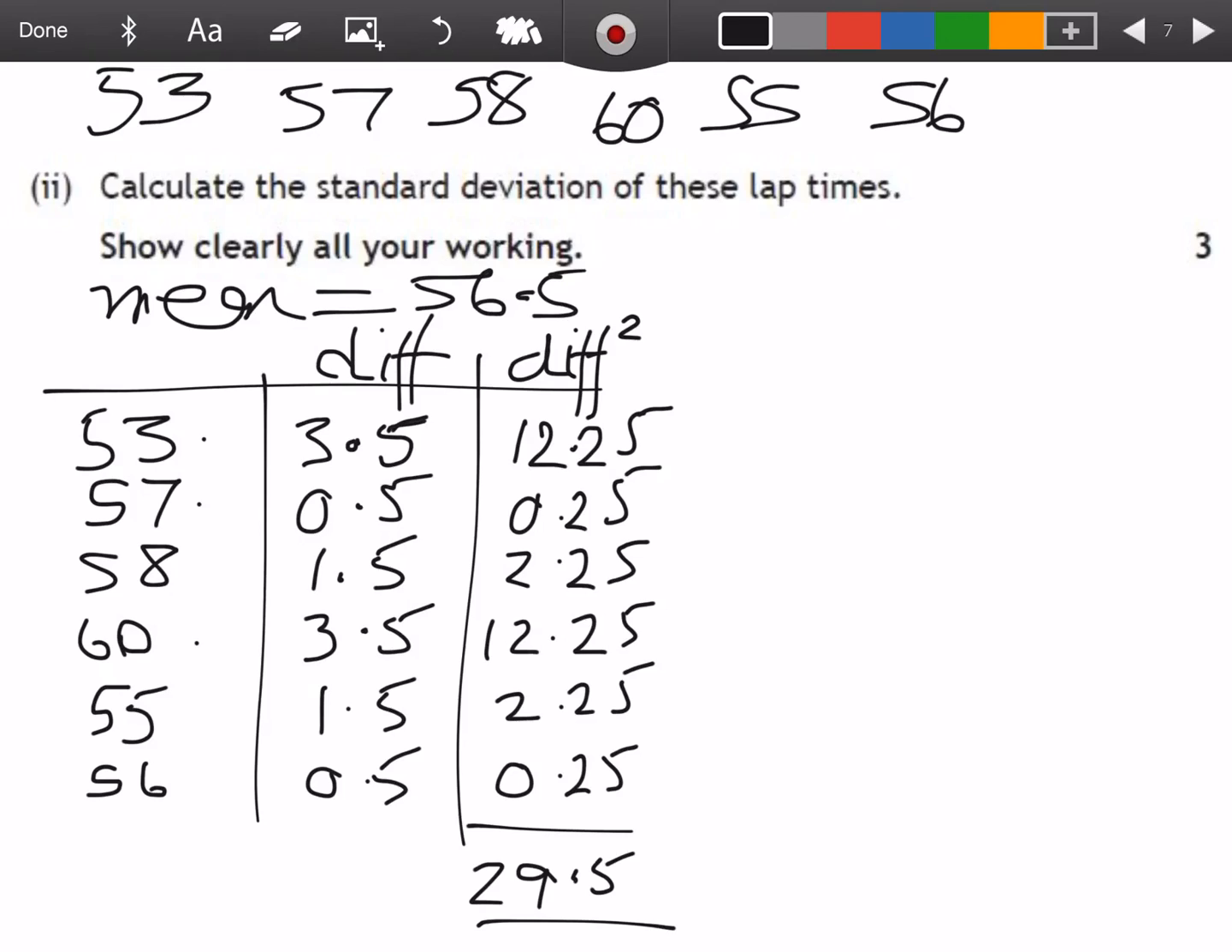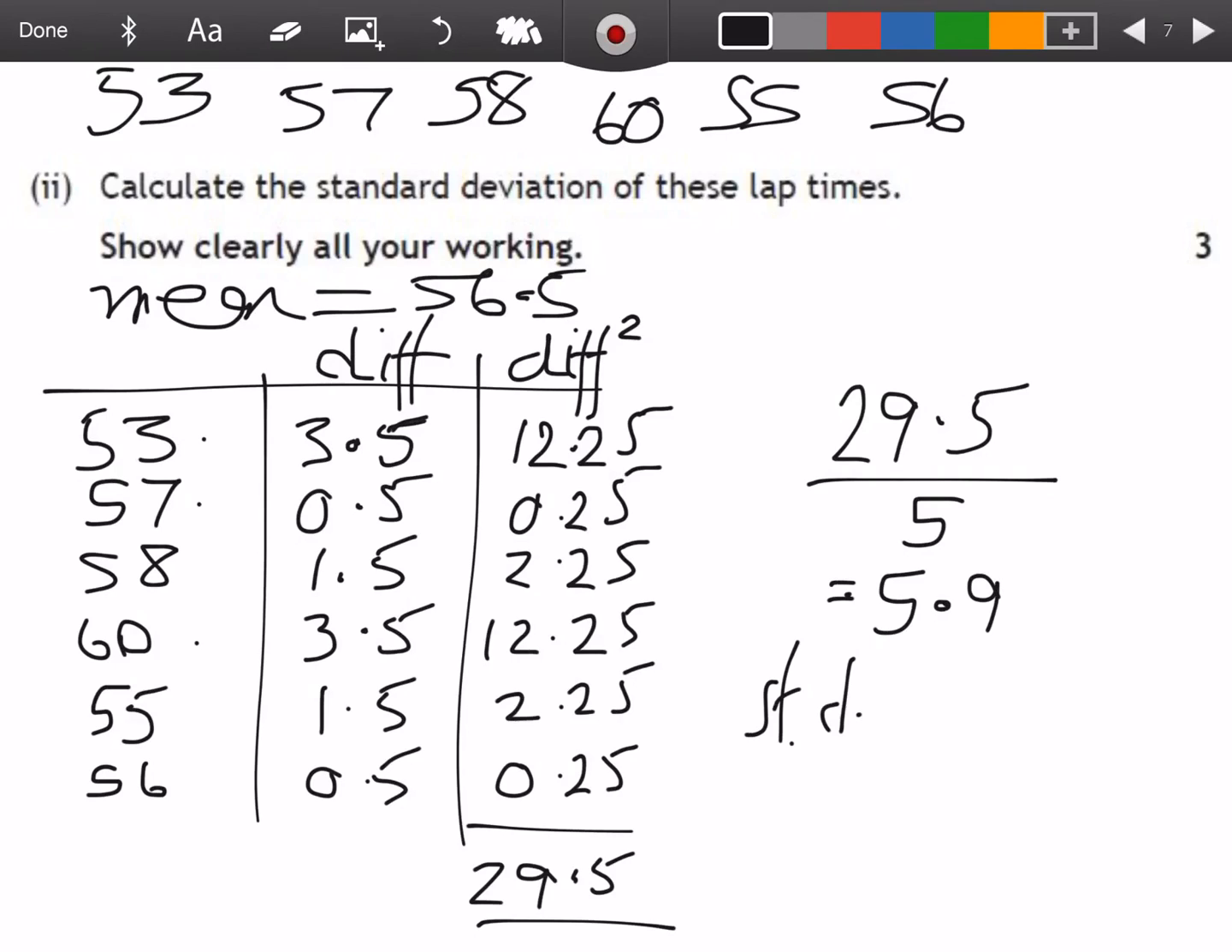Okay, now we're almost there, a couple of steps away. Now what we do is we divide this number by 1 less than how many values you have. N minus 1. We've got 6 values. We're not dividing by 6, we divide by 5. Okay, if you divide this number by 5, you get 5.9. That is not the standard deviation. The standard deviation is actually the square root of 5.9.